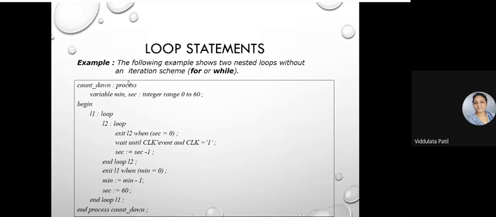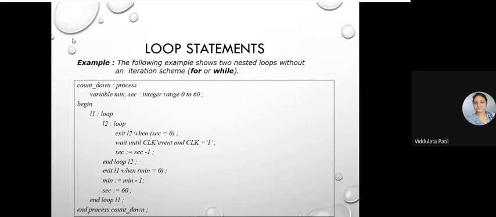That means when clock is going to become 1, and there is a change in the clock event. That means if it is going from 0 to 1. So clock apostrophe event, that means we are looking for whether there is a change in the level of this clock. Then what we are going to perform? We are going to have sec is equal to sec minus 1.